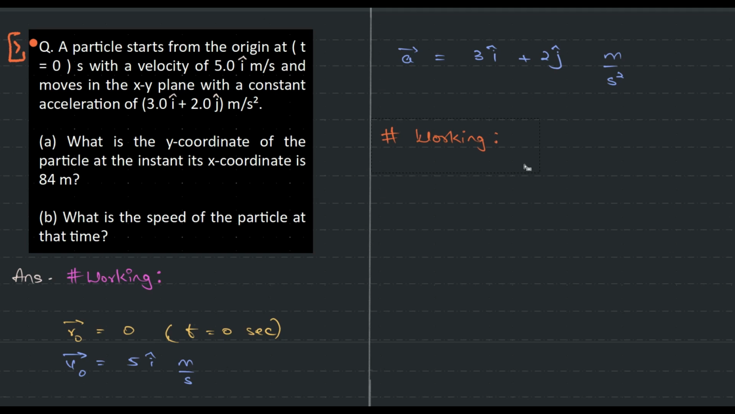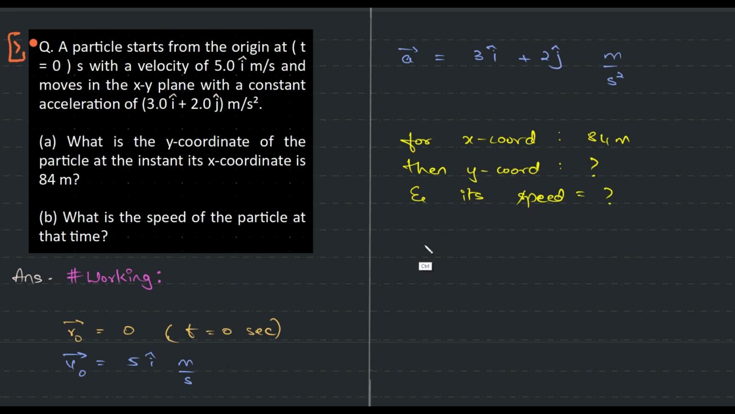The question is, for the x coordinate to be 84 meters, what is the y coordinate? That's the part A question. What is the speed of the particle at that time? And its speed is equal to how much? And now the working.